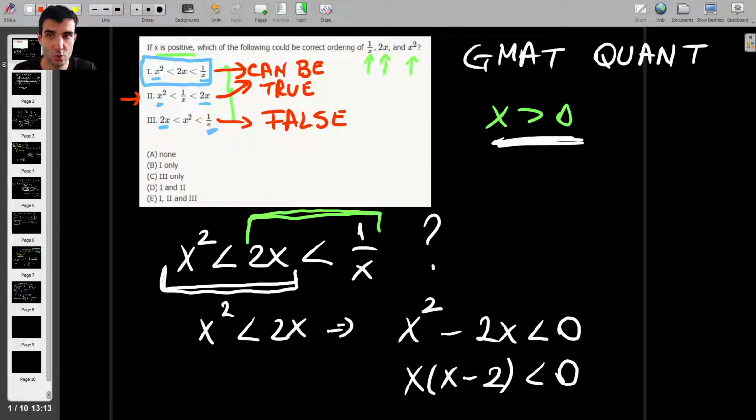Okay, so we have 1 and 2 which are correct. We have 3 being false. So the answer obviously is D. And that's the end of the question.